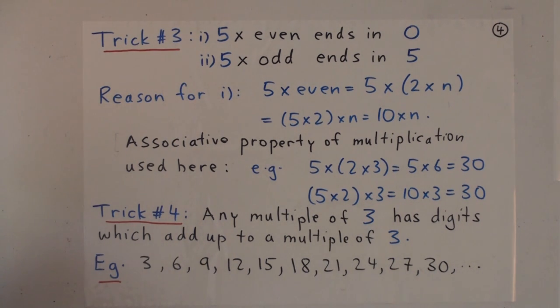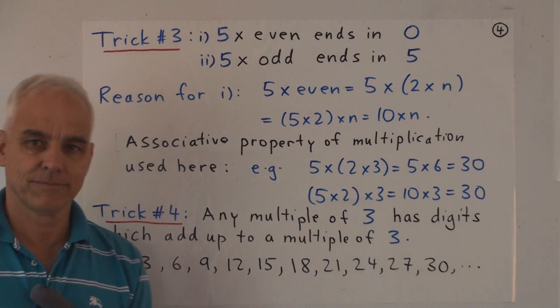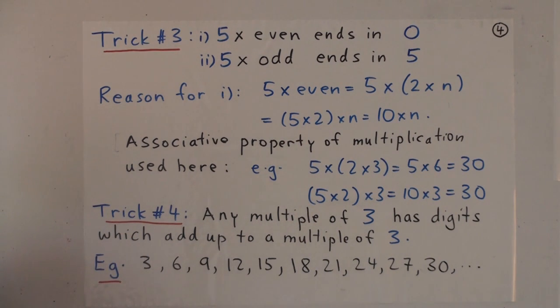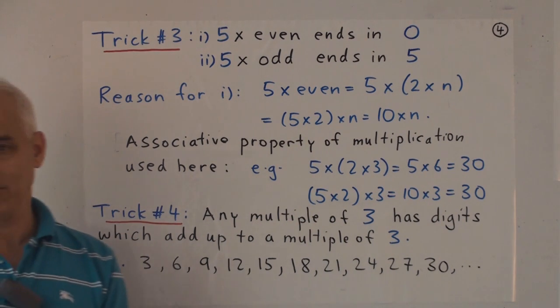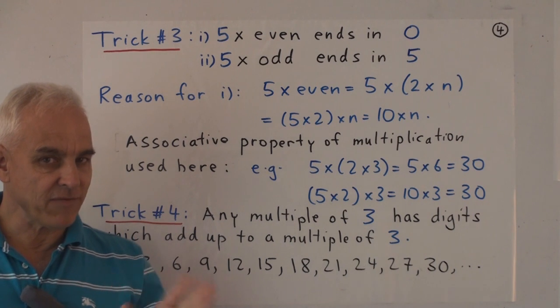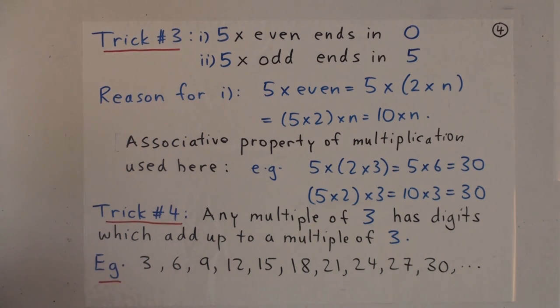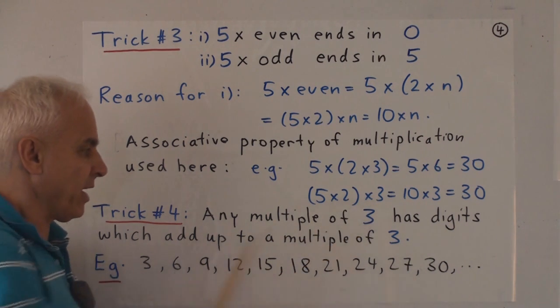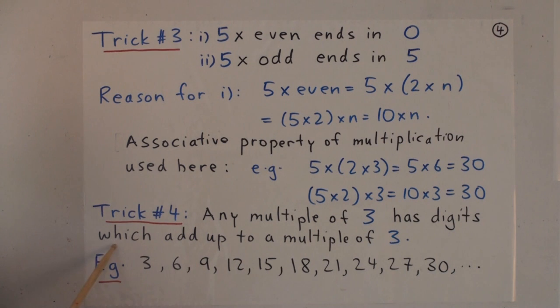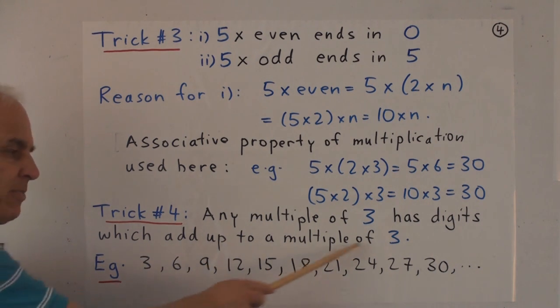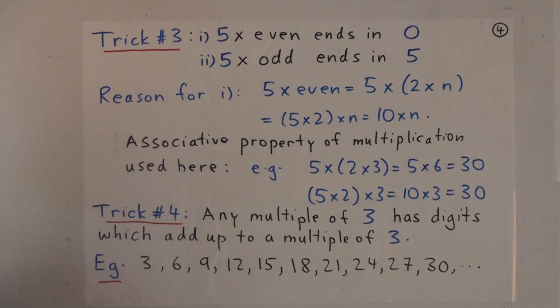Alright, so our next trick has to do with multiples of 3. And the multiples of 3 have a very pleasant property. Not quite as simple as even or odd, but it's still quite pleasant. And here's what it is. It's a little bit tricky. Any multiple of 3 has digits which add up to a multiple of 3. Let's see what that means.